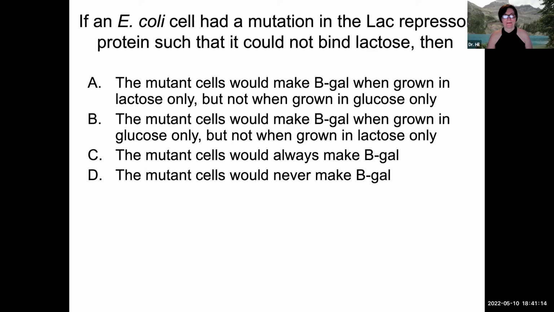Great. So what would happen if the lactose repressor could not bind lactose? It's born ready, it sits in the operator, but without the ability to bind lactose, it can never be removed. Since it could never be removed, can you ever get transcription of beta-galactosidase? So what's the answer? Right.